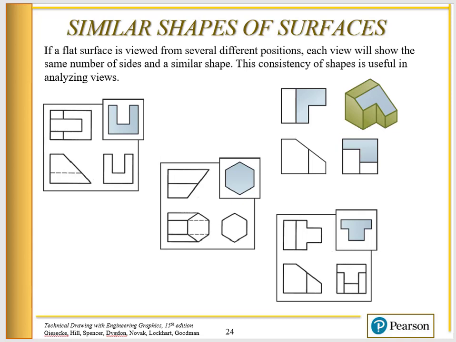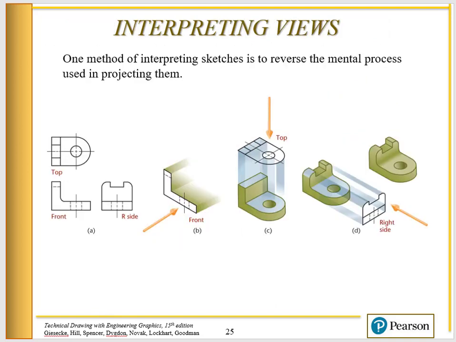Similar shapes. If a flat surface is viewed from several different positions, each view will show the same number of sides in a similar shape. Now what we're talking about here is this surface right here. It's going to look the same in these 2 views, and this is going to look the same in these 2 views, and this is going to look the same in these 2 views, etc., etc.